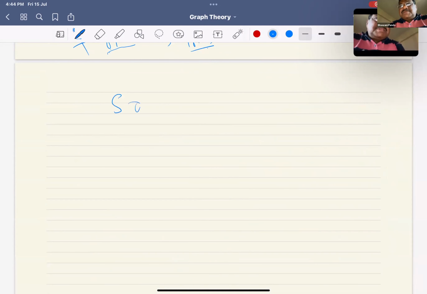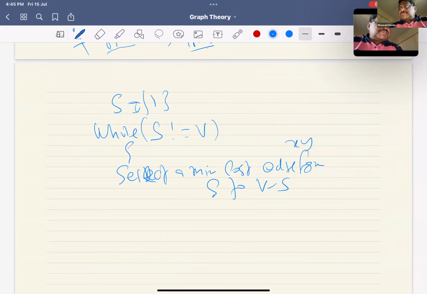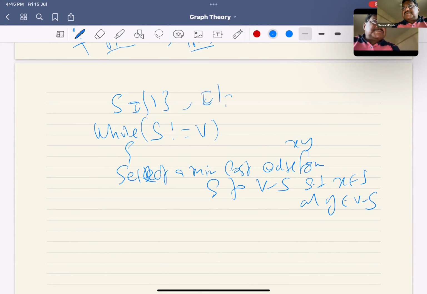S is equal to {1}, any vertex you take. While S is not equal to V, do: select a minimum cost edge xy from S to V minus S, such that x belongs to S and y belongs to V minus S. And then, E' is equal to phi initially; E' is equal to E' union xy, S is equal to S union y, and continue.